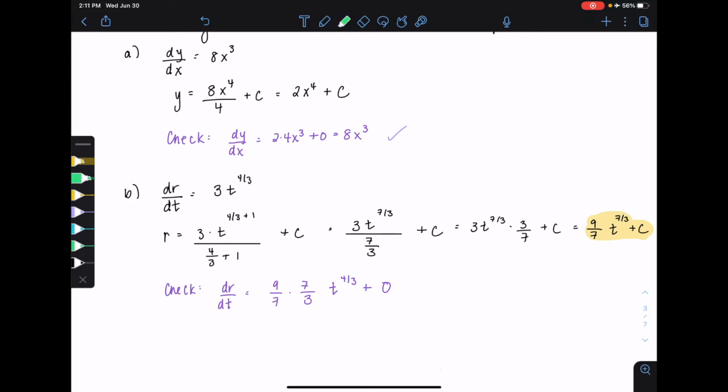And then we've got some simplification. The 7 over 7 cancels. We've got 3 that goes into 9 3 times. Indeed, this ends up giving us 3t to the 4 over 3.